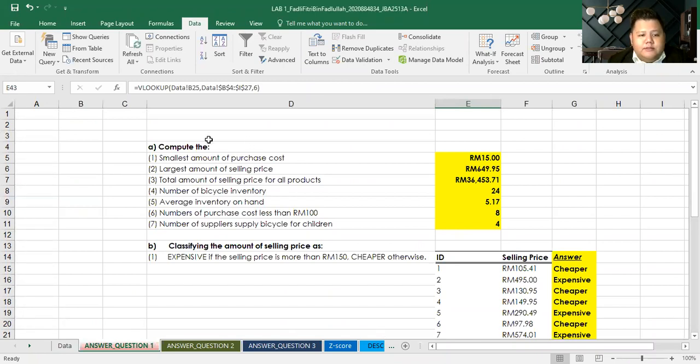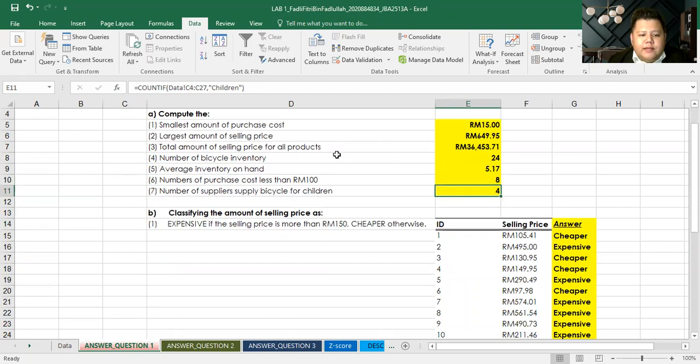For question A, I use simple functions. For A1, MIN and MAX for the largest amount, and for total amount I use SUM. For the number of bicycles, I use COUNT. For average inventory, I use the AVERAGE formula. For the numbers, I use COUNTIF, number of supplier bicycles. For children, I use COUNTIF also, with the children filter.